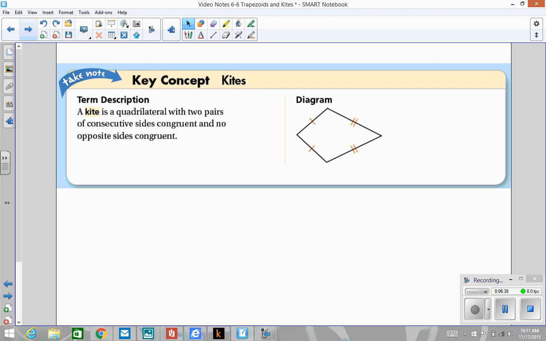All right. So a kite. A kite is a quadrilateral with 2 pairs of consecutive sides congruent and no opposite sides congruent. So that's kind of the tricky part for this one. So 2 pairs of sides congruent, opposite sides not congruent.